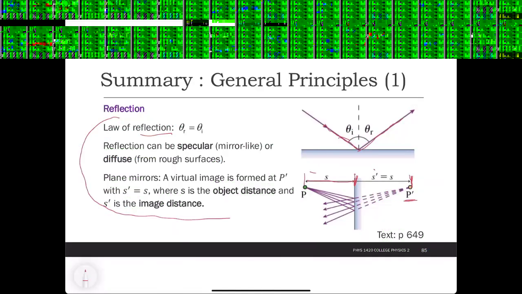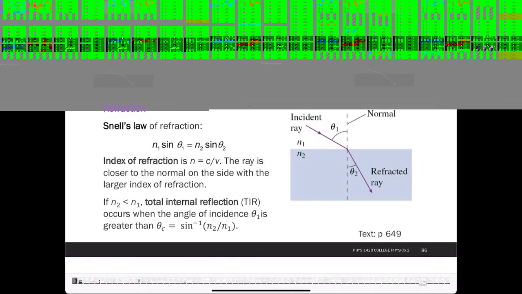This distance is C. Okay. This is for the reflection, and for the refraction. Yeah, this is reflection. This is refraction. Just pay attention to that.